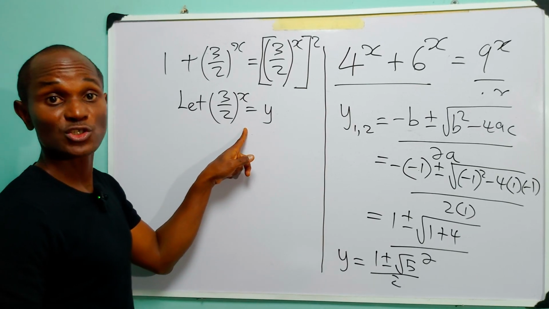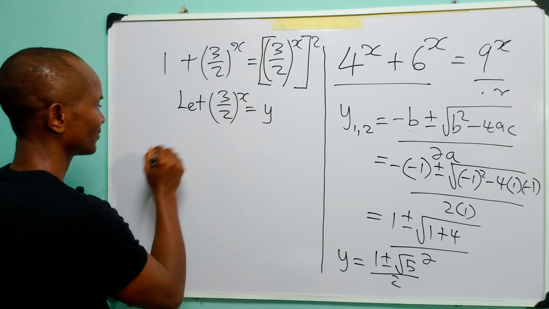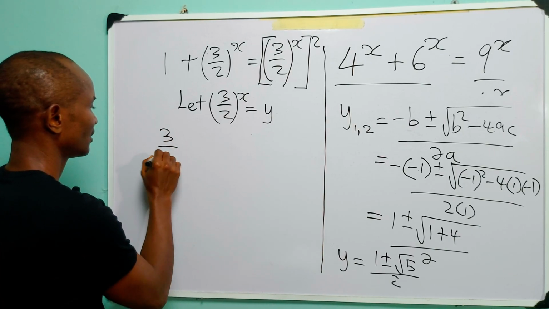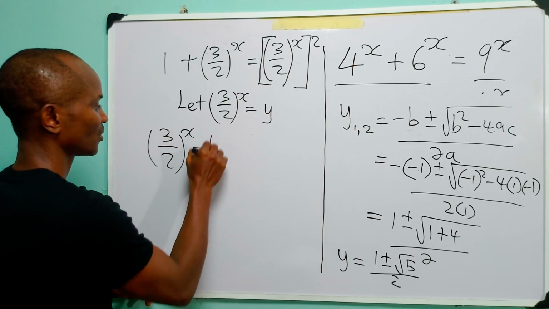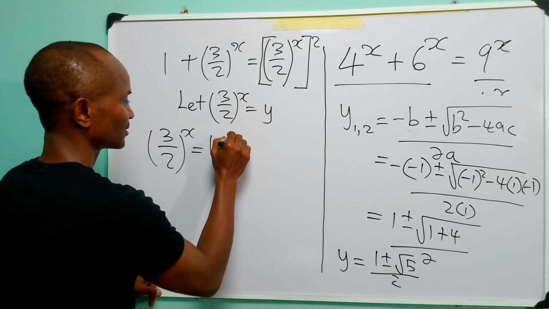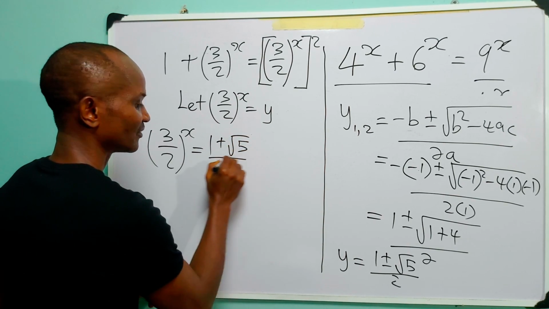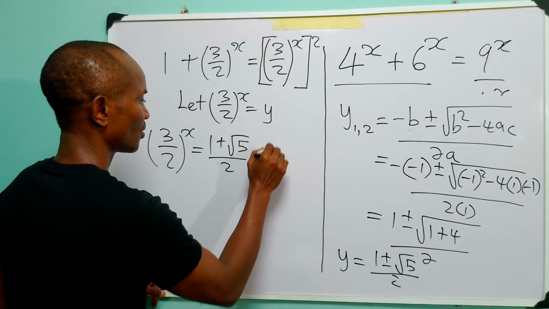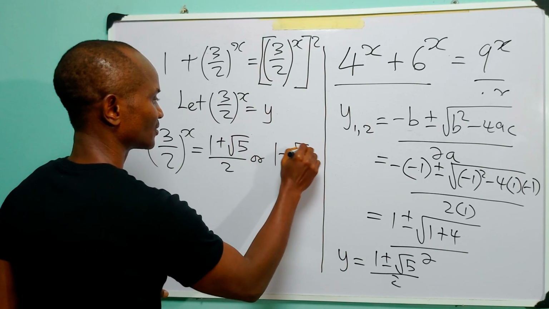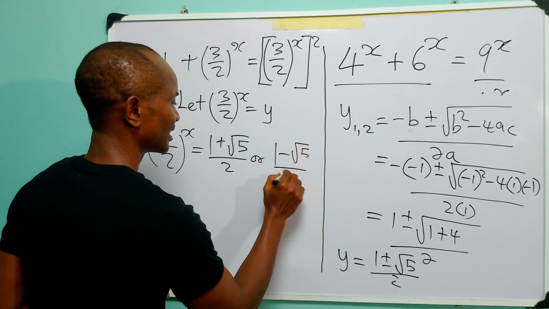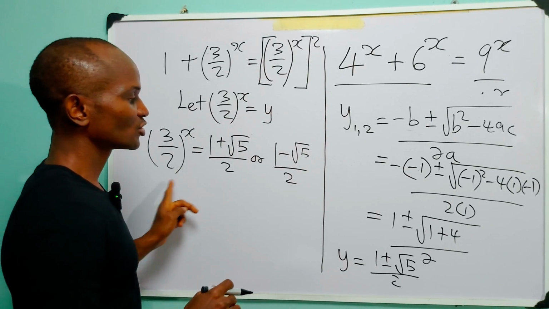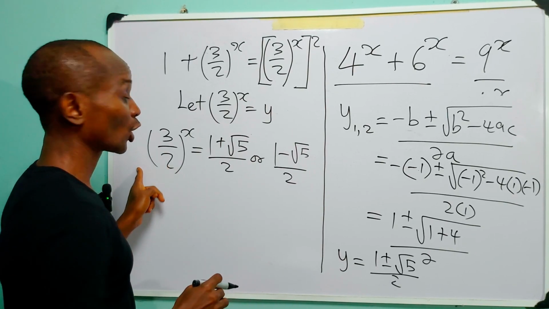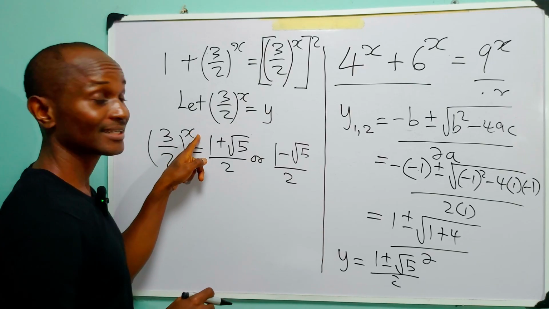So now we come back to the substitution. So we have that 3 over 2 raised to power x is equal to 1 plus square root of 5 divided by 2, or 1 minus square root of 5 divided by 2. Now you can see that we've gotten to the stage where we can now take log of both sides to find x.